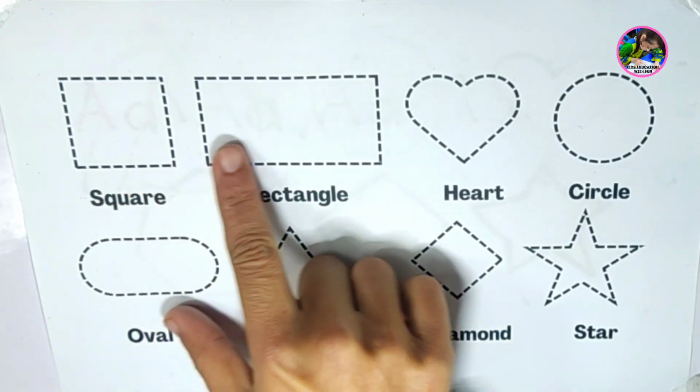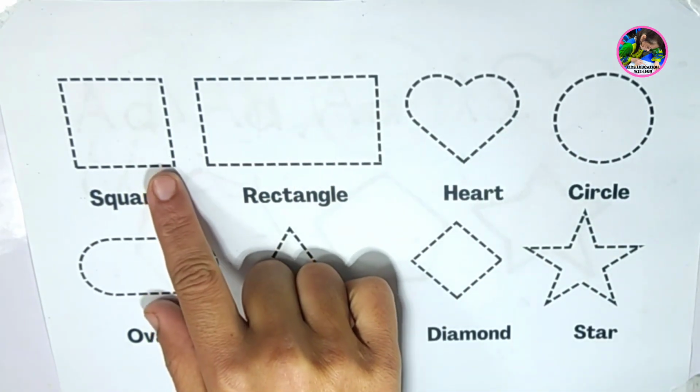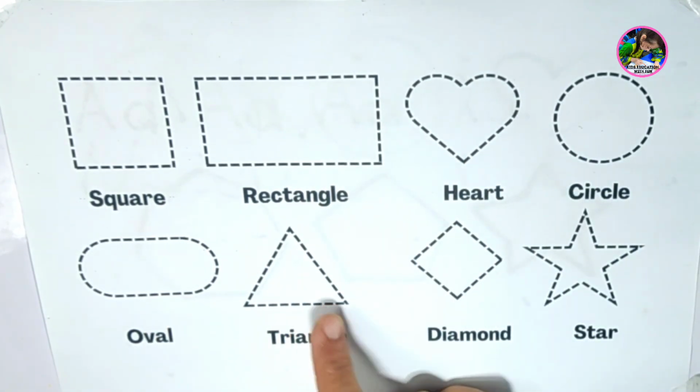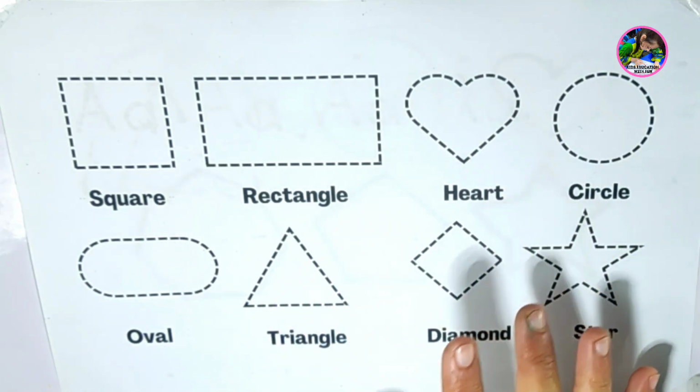Dear kids, in this video we are coloring and drawing these 2D shapes like square, rectangle, heart, circle, oval shape, triangle, diamond and star. So watch the complete video, don't go anywhere.